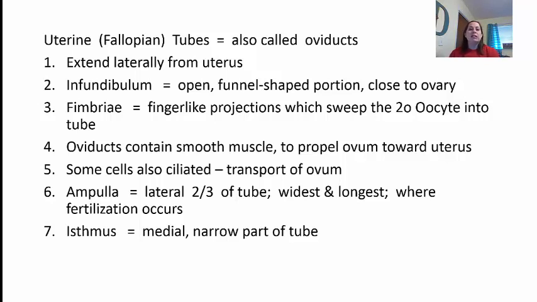Some of the cells inside of the fallopian tubes are ciliated. Remember, they have the small hair-like extensions, and they help move the ovum forward. The ampulla is the lateral 2/3 of the tube, and it's the widest and longest point, and this is where fertilization is actually going to occur. The fallopian tube is where it occurs, but the ampulla, the longer portion, is where it's going to take place. The isthmus is the medial narrow part of the tube itself.